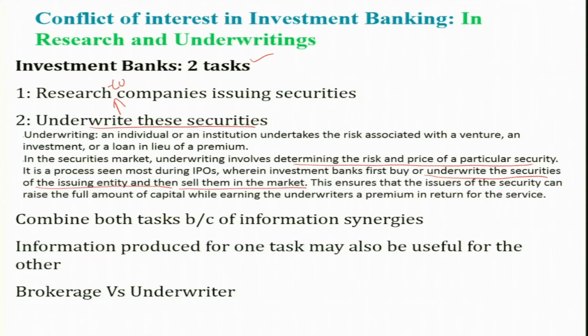So when they are doing underwriting, at the same time we also see that they provide research services, and they combine tasks because of information synergies. So the information produced for one task may also be useful for the other, that is the economies of scope. The research output they have, they will also be using for underwriting these securities.